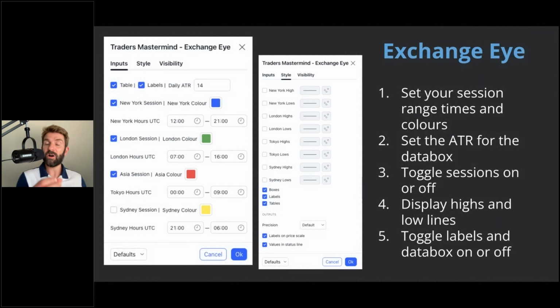Set the daily ATR. So the data box is showing you the average true range, 14 or 10. Some people like a little bit longer, but that's personal preference. Toggle things on and off as you like. You can toggle the table on and off, and also you can display lines for high-low.